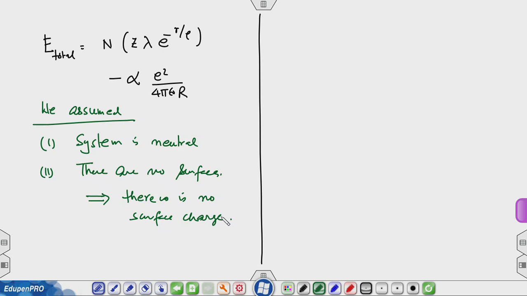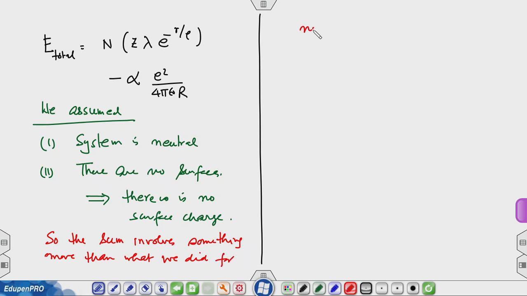So, if there is no surface charge, then the problem that I just wrote physically, if you alternate between plus and minus charges, the series does not converge properly. So, you have to make sure that when you are doing this sum, you take care of these things, and this is done. So, the sum involves something more than what we did for noble gas solids. So, there are tricks to do that, which I am not going to go into, but this can be evaluated. So, alpha is equal to summation over i j of plus or minus 1 over p i j, and can be calculated.